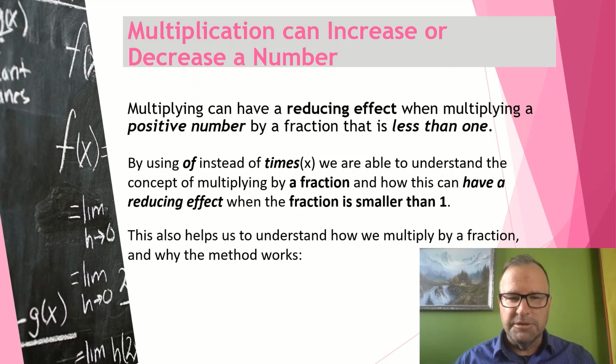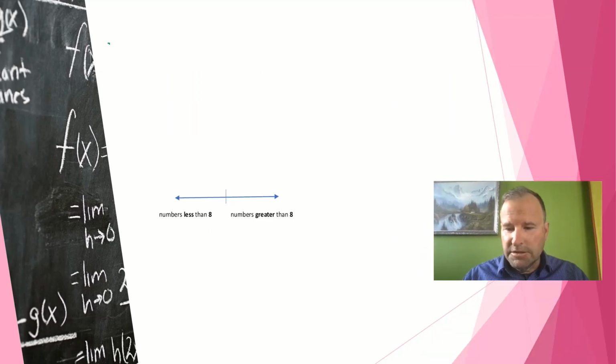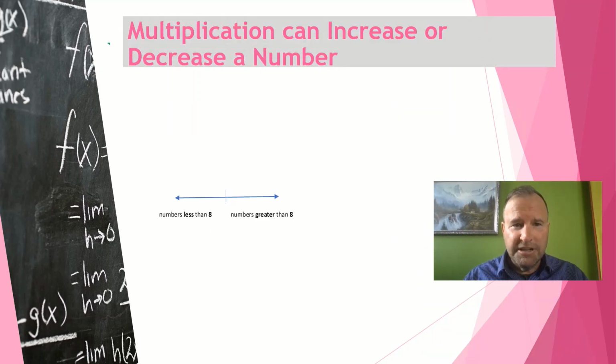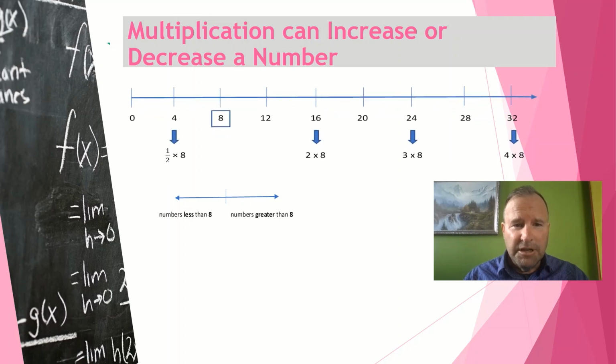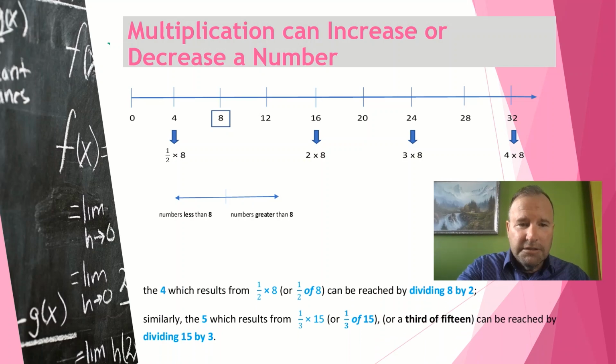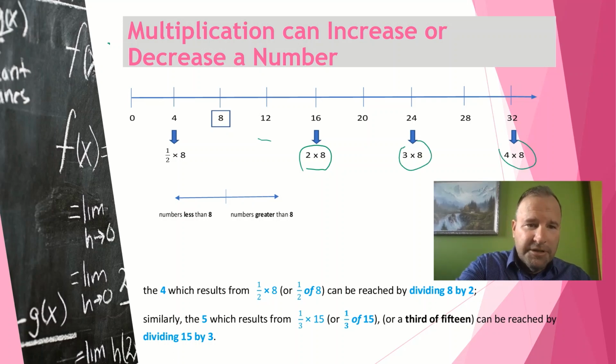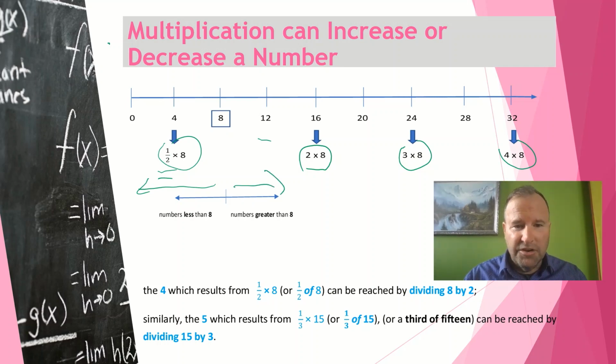So let's go through the theory, shall we? Using a number line to help us understand what's going on. Here's the number line. We've got 0, 4, 8, 12. We multiply 8 by 2, 3, and 4. It is different when you multiply by a number less than 1. You can see with the original number 8, if you multiply by less than 1, it's going to decrease, and if you multiply by more than 1, it's going to increase.